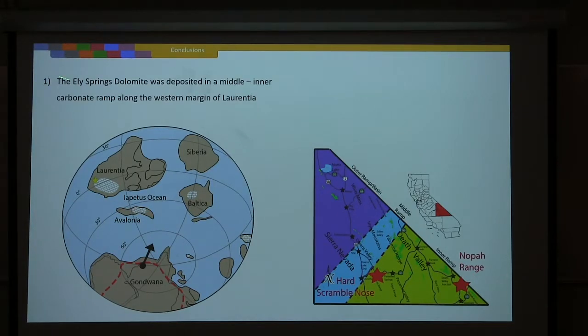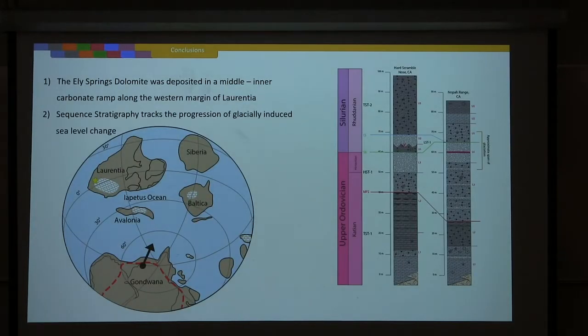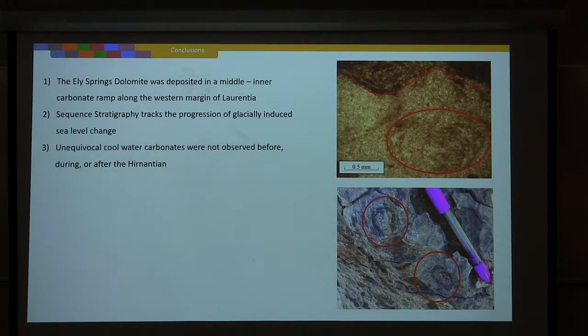The first thing we know is that the Ely Springs dolomite was deposited along this middle to inner carbonate ramp depositional environment along the western margin of Laurentia. Our sequence stratigraphic data for the Ely Springs dolomite at both localities has been able to track a third order depositional cycle of glaciation. We don't see any unequivocal cool water carbonate grains, but this doesn't rule out the fact that sea surface temperatures could have decreased at one point or another within the late Ordovician.